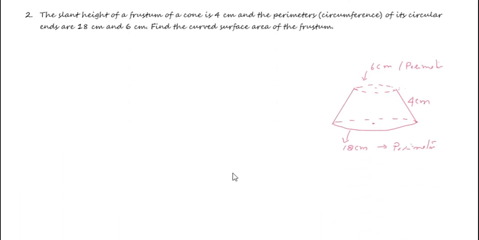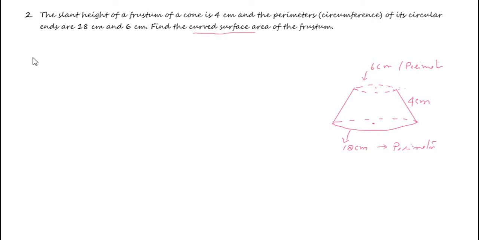Next exercise. The slant height of a frustum of a cone is 4 cm, and the perimeters, that is the circumference of its circular ends, both bottom and top, are 18 and 6 cm. Find the curved surface area of the frustum. Here we need to find out the curved surface area.